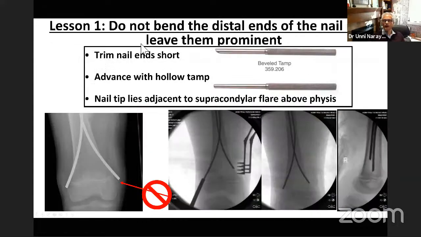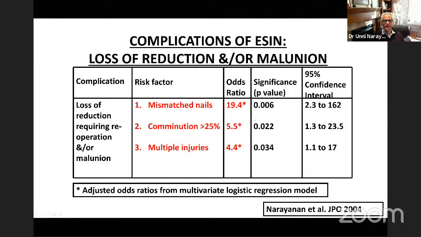Instead, we've got these taps that are beveled or not that allow you to advance the nails up into the supracondylar flare, and I like to keep them inside of the prominence of the medial and lateral epicondyles and sort of proximal to the physis so they don't irritate the skin.